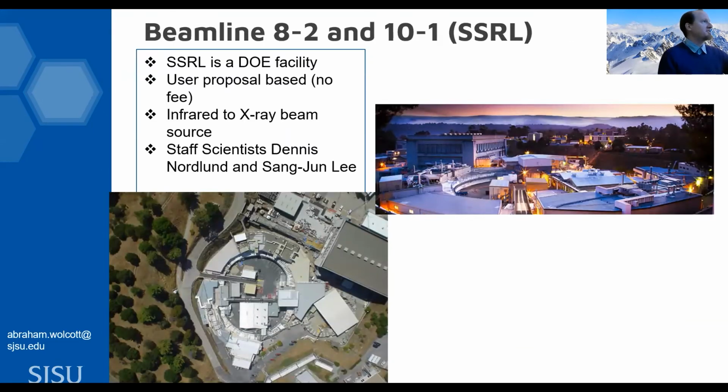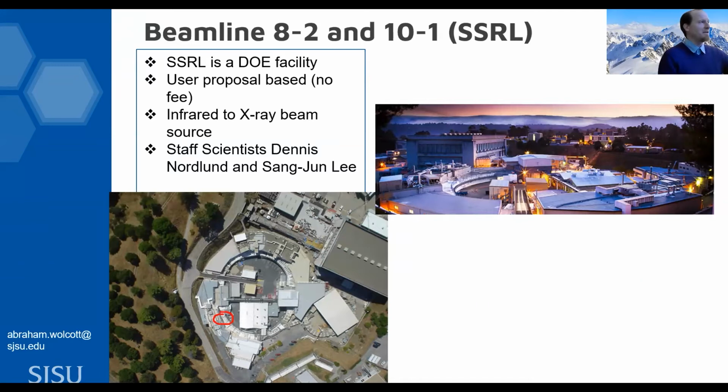We do this at the Stanford Synchrotron Radiation Light Source. Many of you are familiar with synchrotron radiation. It's basically an artificial sun, where we've got near relativistic energies of the electrons moving around the ring. As they decelerate going around the ring, an amazing amount of light is released. The particular station that we use is approximately in this area. That's where 8-2 and 10-1 happen to be, where we work with Dennis Nordlund and Sanjung Lee.